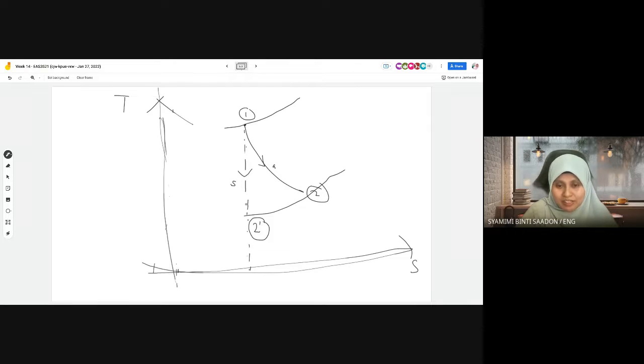Okay, this is the ideal cycle, but the actual one is this. The actual one that occurs in the exercise is this one. Okay, everyone understand?